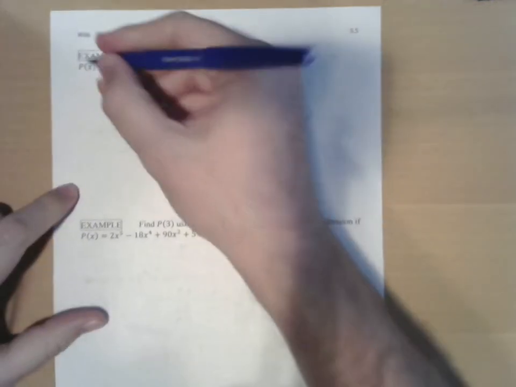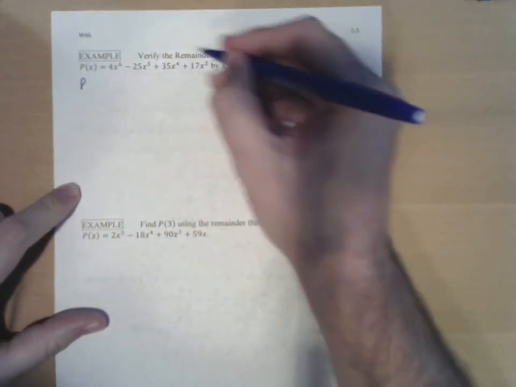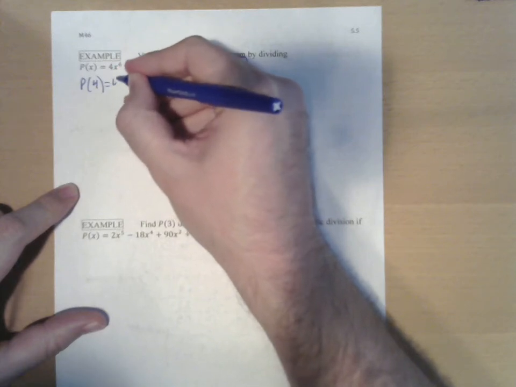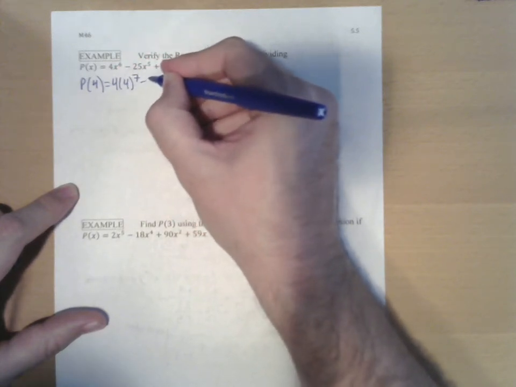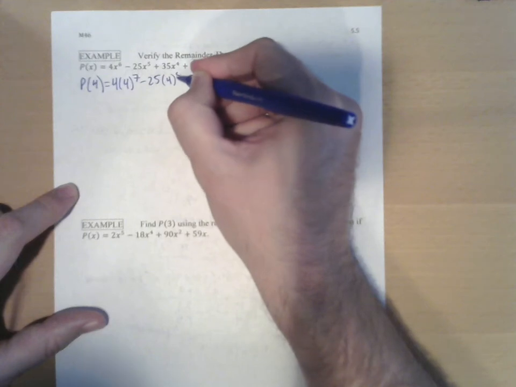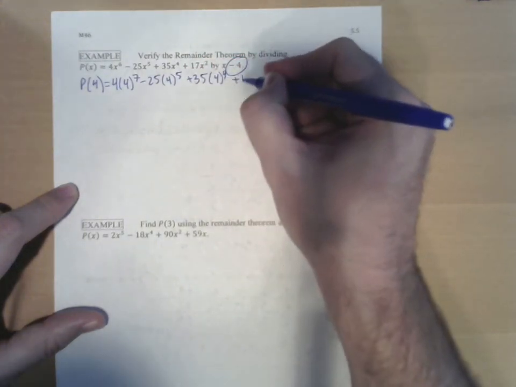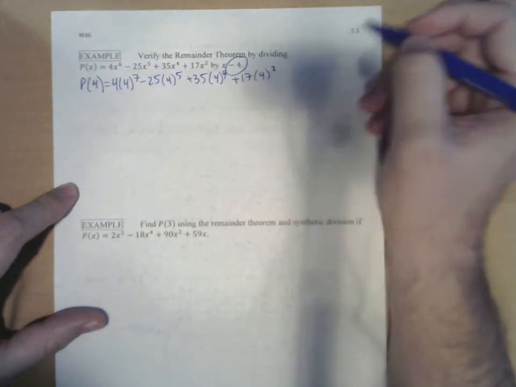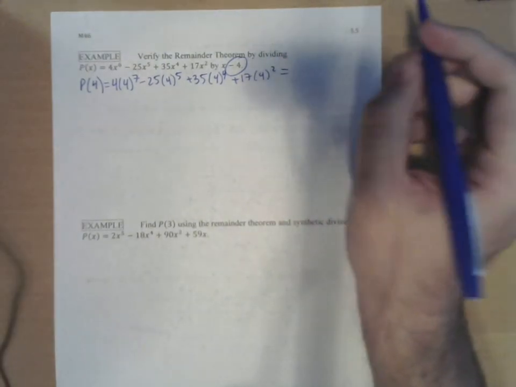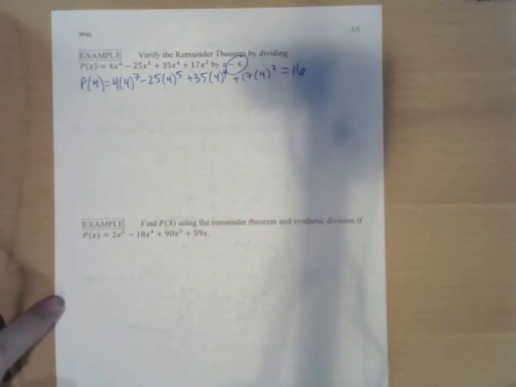So this is why synthetic division exists, because if you had to divide this by long division, no one would ever want to do that. But with synthetic division, I can look at first what p of, in this case, 4 is. 4 times 4 to the 7th minus 25 times 4 to the 5th plus 35 times 4 to the 4th plus 17 times 4 squared. I'm just going to punch that into my calculator, and when I do that I get 16. So I know what p of 4 is.